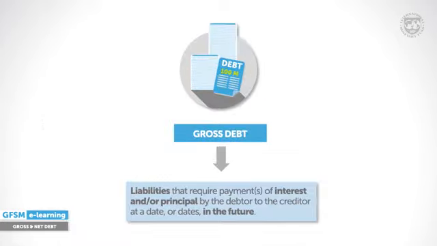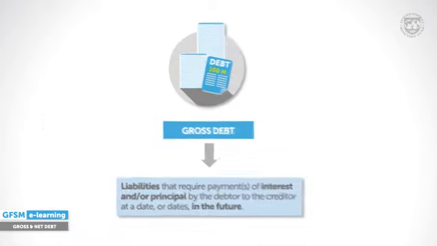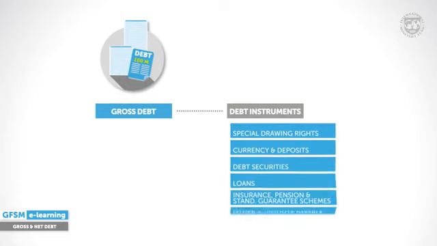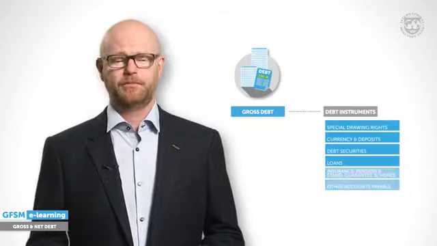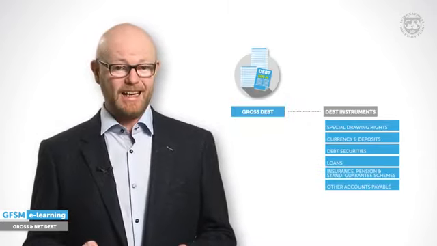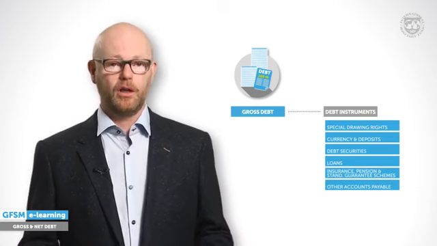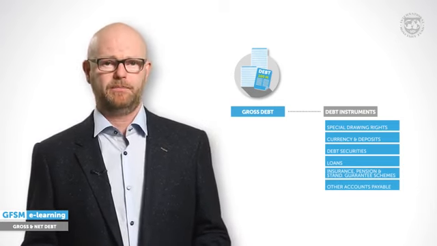Let's look at the instruments that qualify for this definition. In total, there are 6 categories of debt instruments. Debt securities and loans are quantitatively the most important ones. But there are also other instruments with which governments can incur debt, such as pension liabilities for government employees or accounts payable. Please note that debt liabilities do not cover all of GFSM's liabilities.